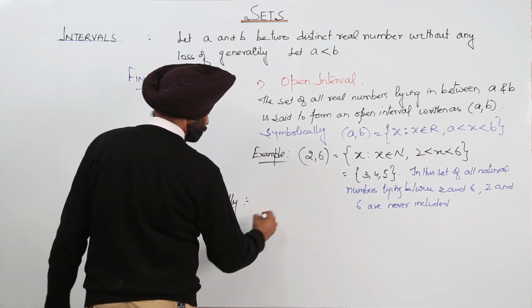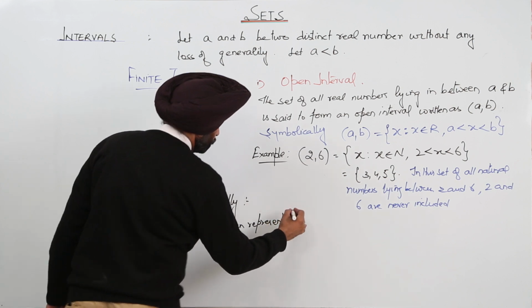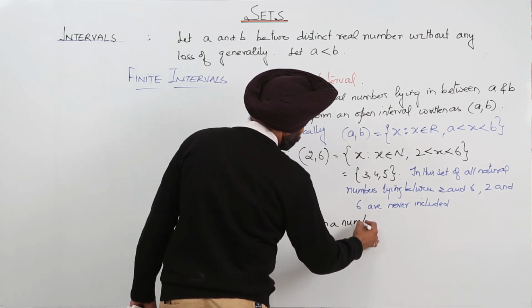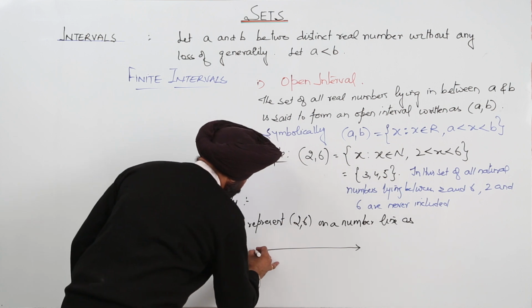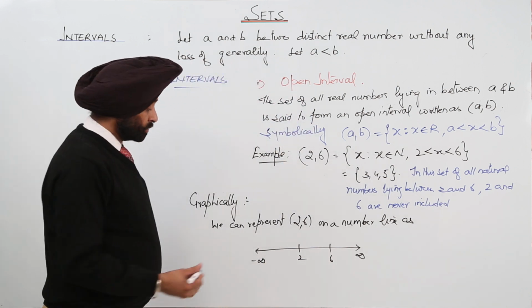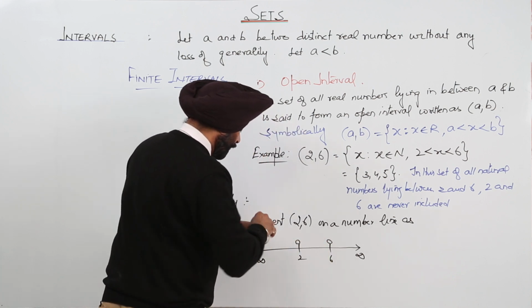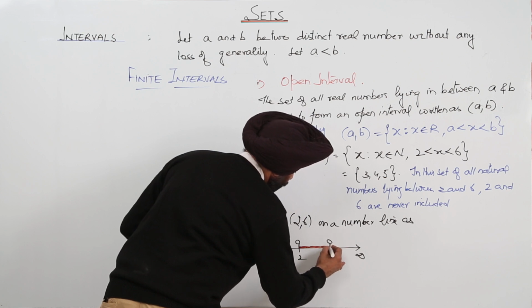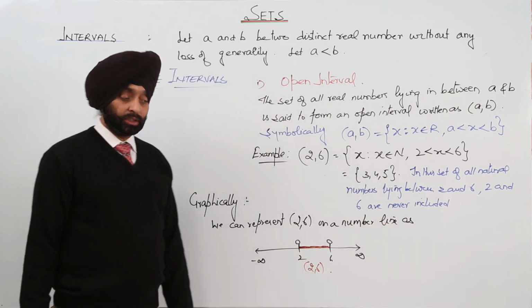Now, graphically, we can represent the round brackets (2, 6) on a number line. Suppose this is a number line, and here is 2 and here is 6. How can we represent it? We just have to make a hollow circle, and then we show that we are discussing all the elements lying in between 2 and 6. So this is for the round bracket (2, 6). Is it clear? Hollow mark should be there.